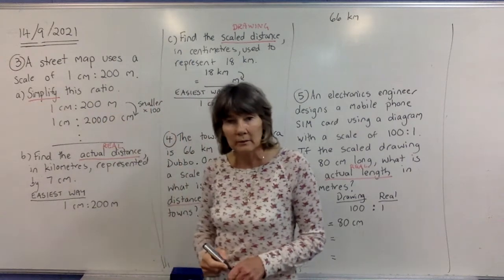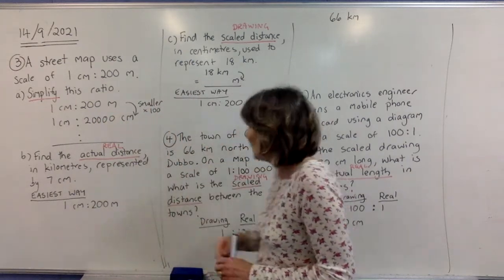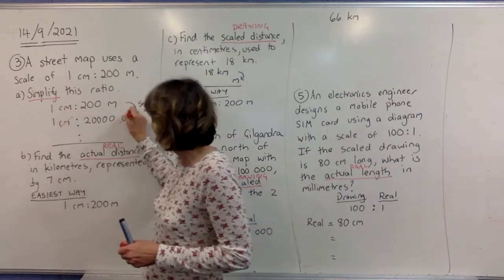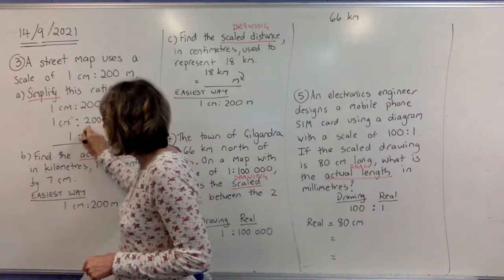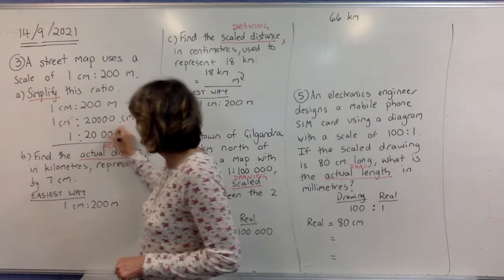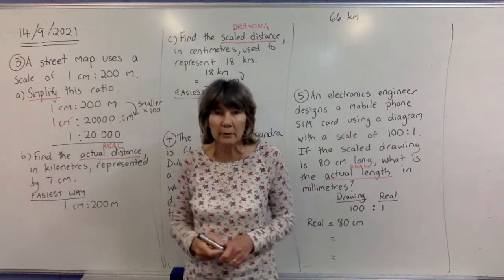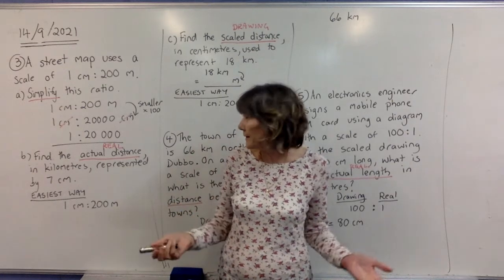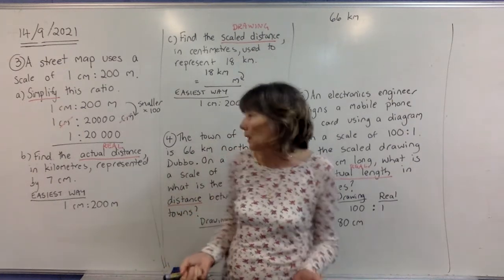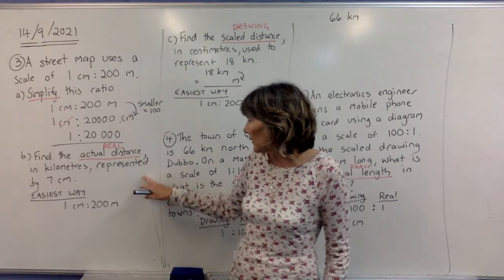will give you that. And then because the units are the same, we can cross them off now. And this is your answer, 1 to 20,000. So that's your ratio simplified. So 1 of any unit on a map would be 20,000 of those same units in real life. Okay, so let's have a look at this next one.